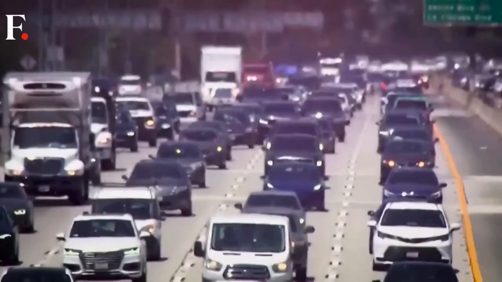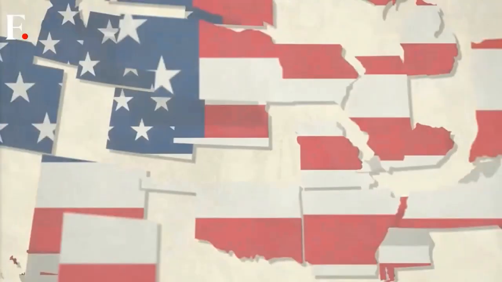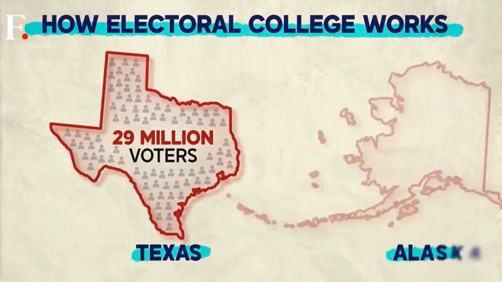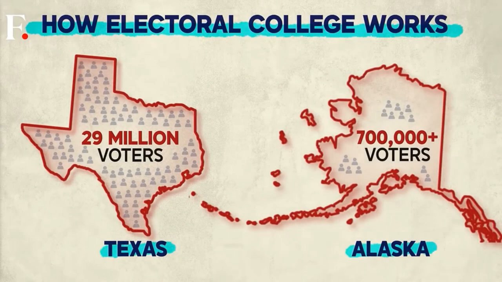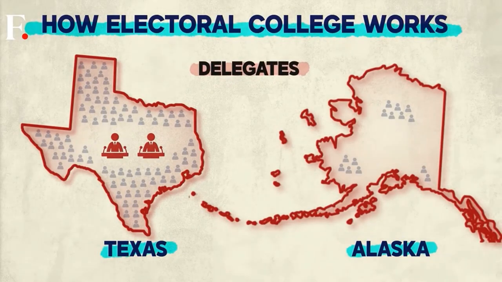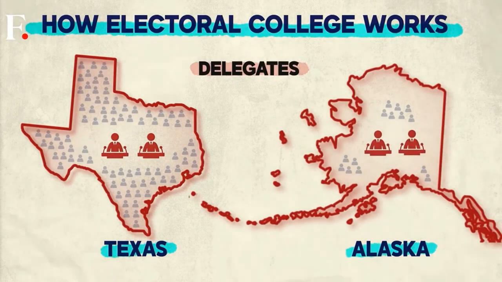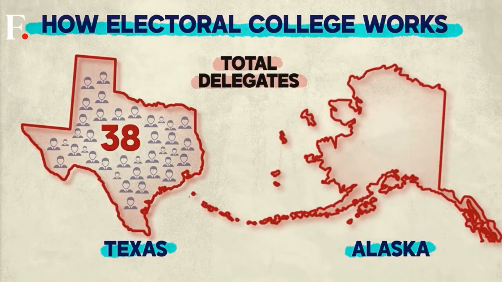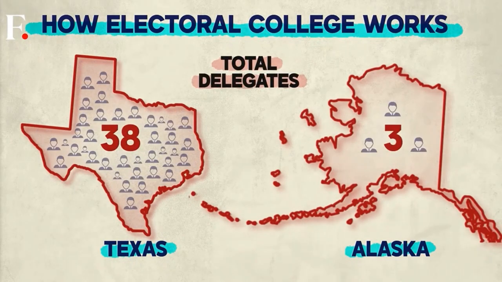Let's take the example of 2 states. The population of Texas is over 29 million. On the other hand, Alaska has a much smaller population of just above 700,000. However, each representative from Texas and Alaska roughly represents the same proportion of the population. So, as Texas gets 38 representatives in the US Congress, Alaska gets 3.